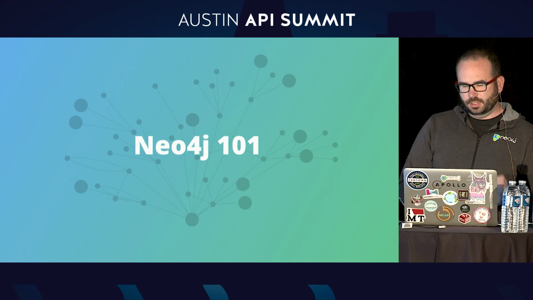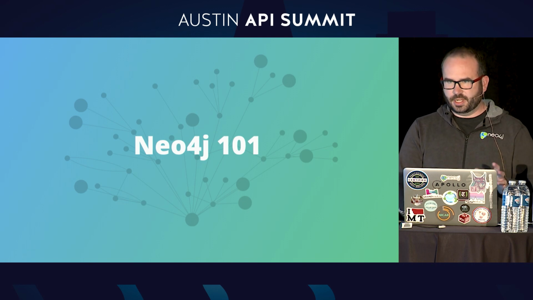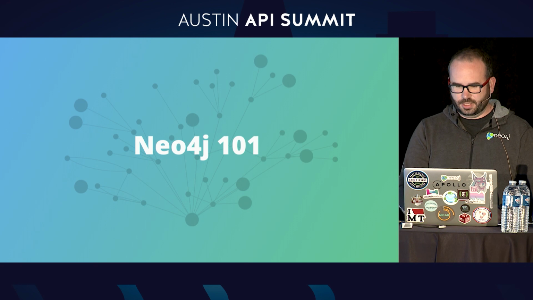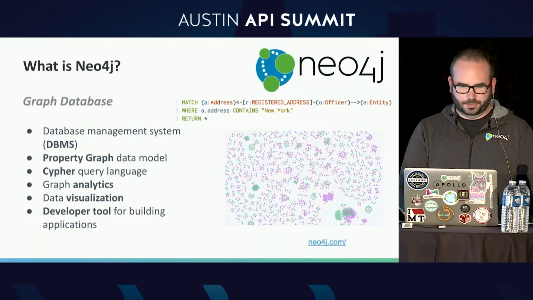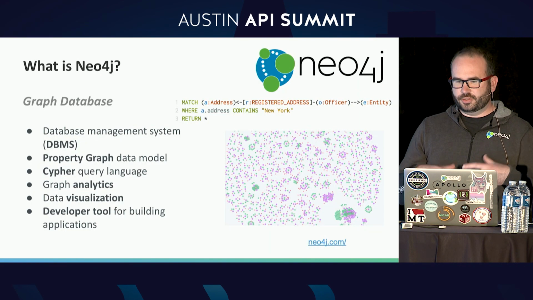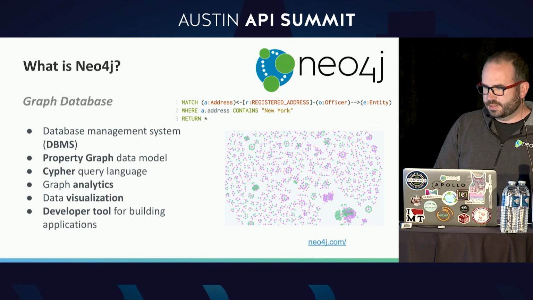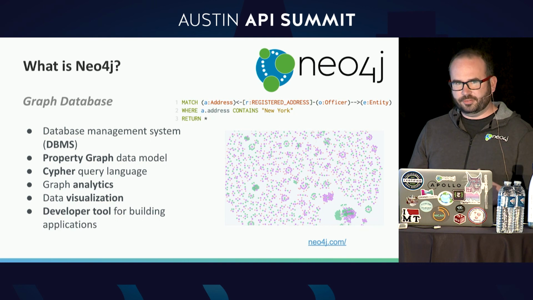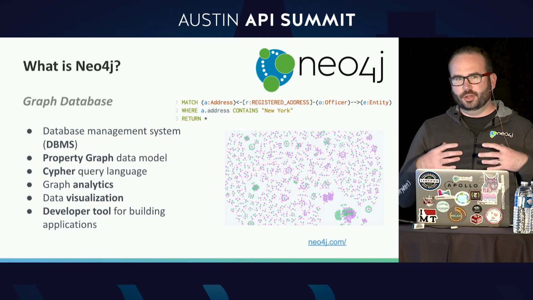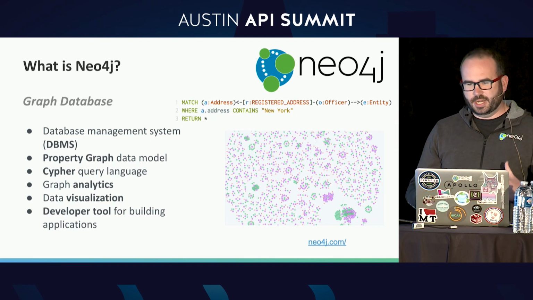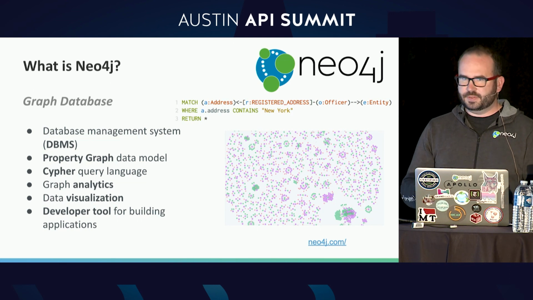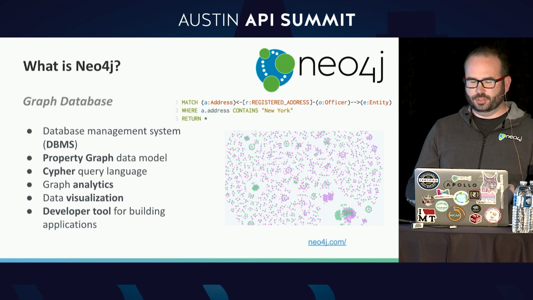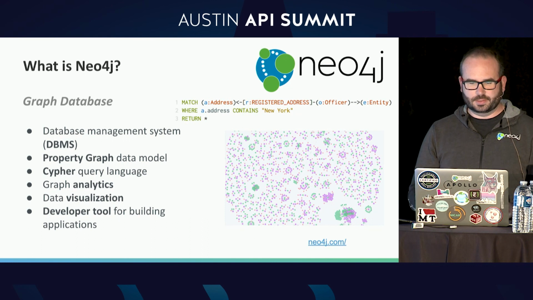So first, just a little bit about Neo4j to set the context, since we'll use Neo4j as our data layer for GraphQL. So Neo4j is a graph database. It's a database management system that uses a property graph data model. So in a graph, nodes are the entities, relationships connect them. So we're talking about graphs as the data model rather than tables or documents with other databases.